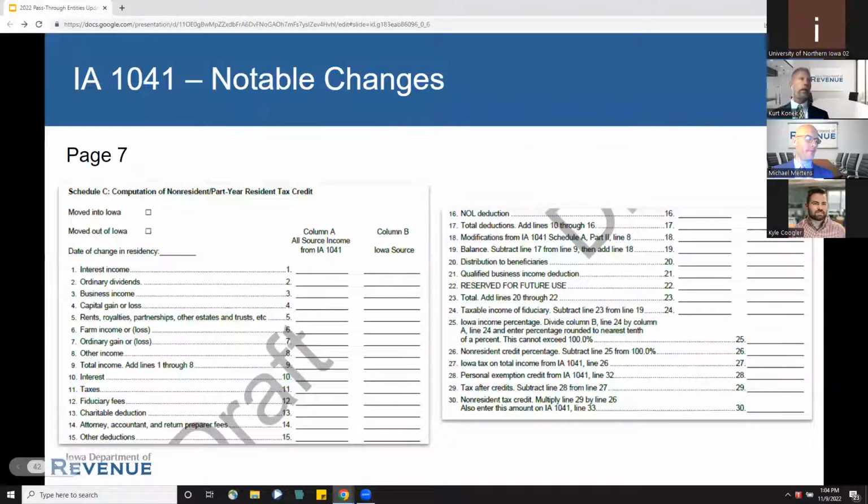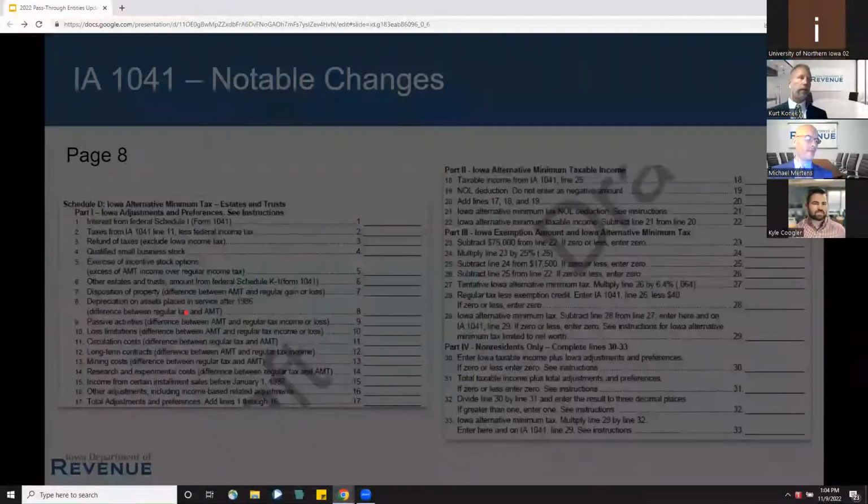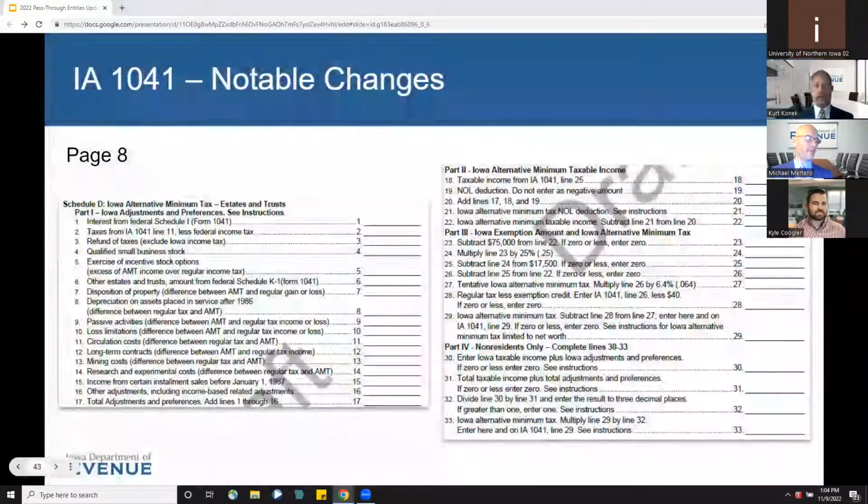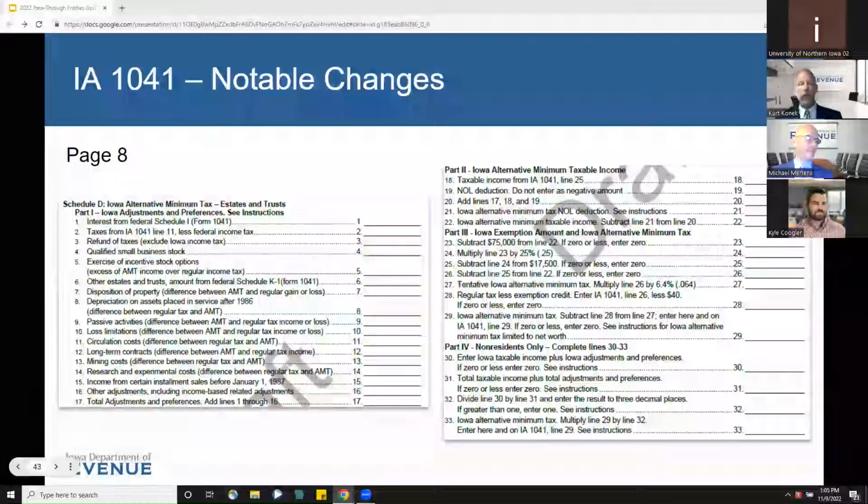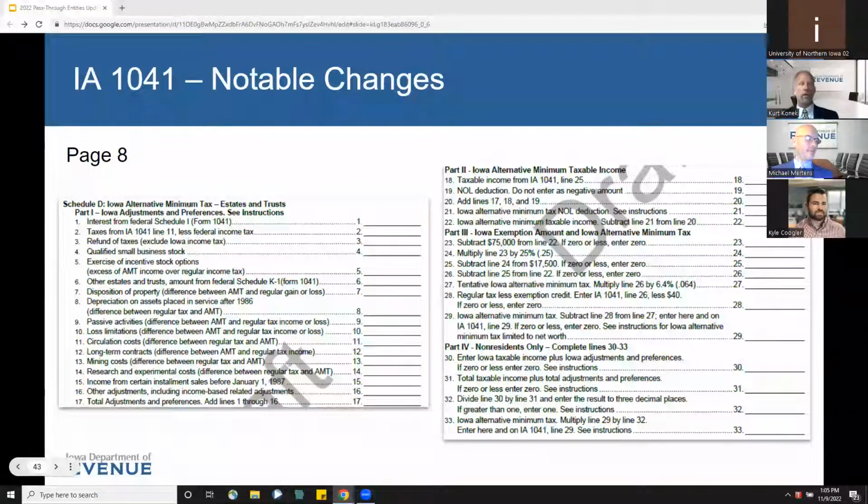And then we're going to jump ahead to page 8. And the calculation for the Iowa alternative minimum tax, same thing. Rather than being a separate schedule, it's all on the Iowa 1041 this year. So nothing to discuss because this is exactly the same as it was in prior years.